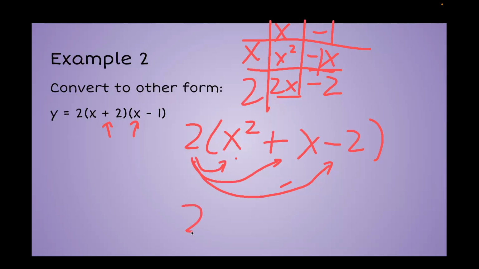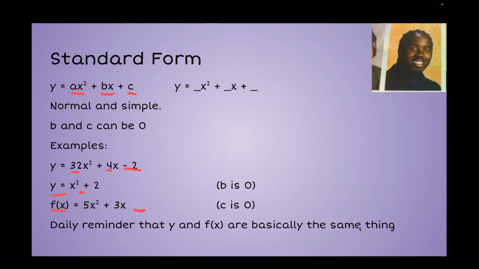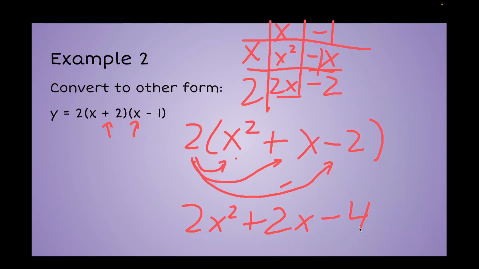So 2 times x squared is 2x squared. 2 times x is 2x. And 2 times -2 is -4. And boom, we're done distributing. And yeah, that looks like standard form. Definitely looks like standard form, so that's good.